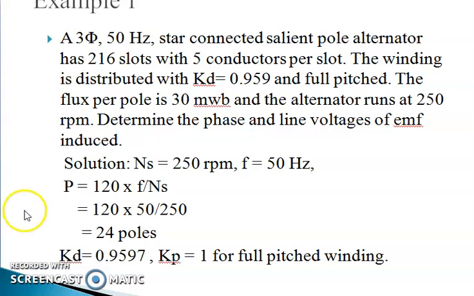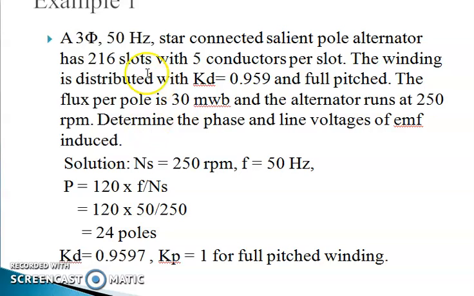We'll look into the first problem we have here. It's a three-phase 50 Hz star-connected silent pole alternator, has 216 slots with 5 conductors per slot. The winding is distributed with Kd equal to 0.959 and full pitch. The flux per pole is 30 milliweber and the alternator runs at 250 rpm. Determine the phase and line voltage of the EMF induced. This is a most important problem from the examination point of view.